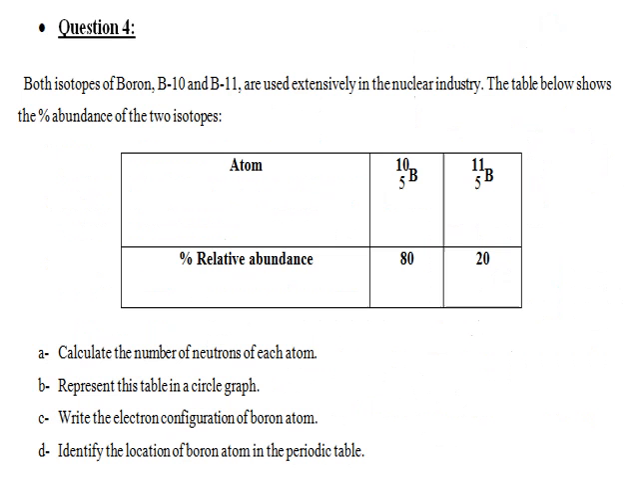Moving to question number 4. Both isotopes of boron, B10 and B11, are used extensively in the nuclear industry. The table below shows the percentage abundance of these 2 isotopes. This is the atom B10,5 and this B11,5. As you notice here, they have different mass numbers, but they have the same atomic number, which is 5. Percentage of relative abundance, it's 80, and here is 20.